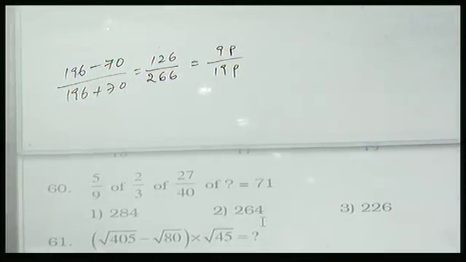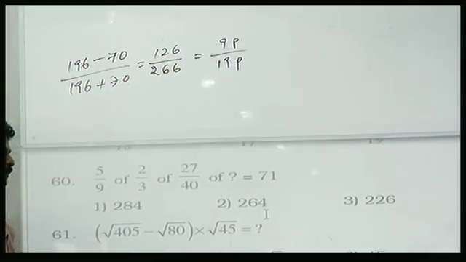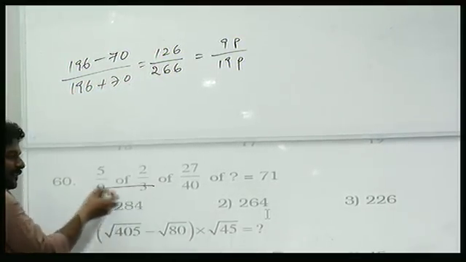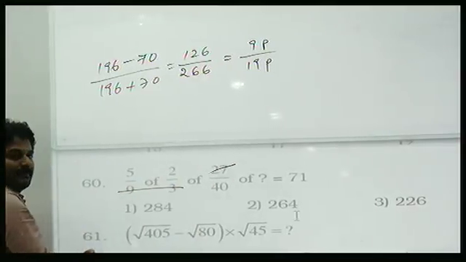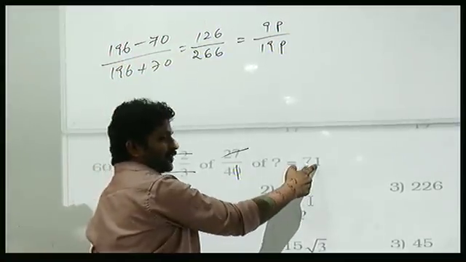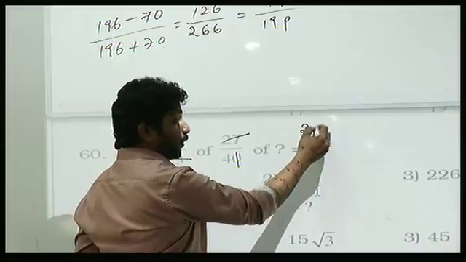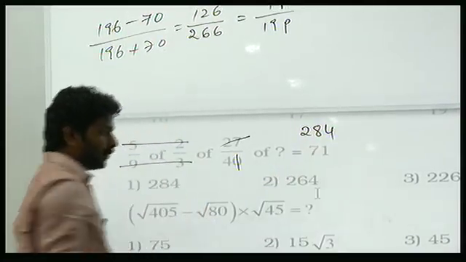Next. Half in the sense multiplication, right? 9 3 is 27 cancel. 5 2 is 10 and 0 cancel. 4 goes to right hand side, 71 4 times. 74 284. 284.